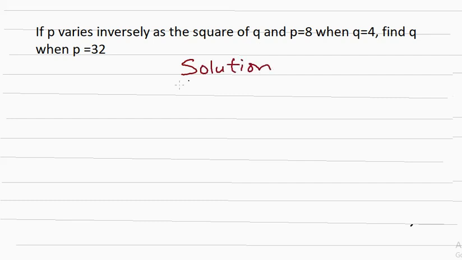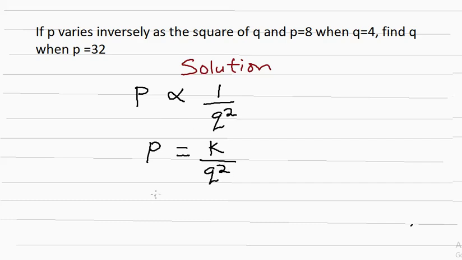From the statement, we are told that p varies inversely. So this is inverse variation, which means it's going to be reciprocal. Inversely as the square of q, that's going to be 1 all over q square. That's what inverse variation means. And you know very well that we still need to change the proportional sign to an equal sign. Then we introduce a constant k. That's k all over q square.